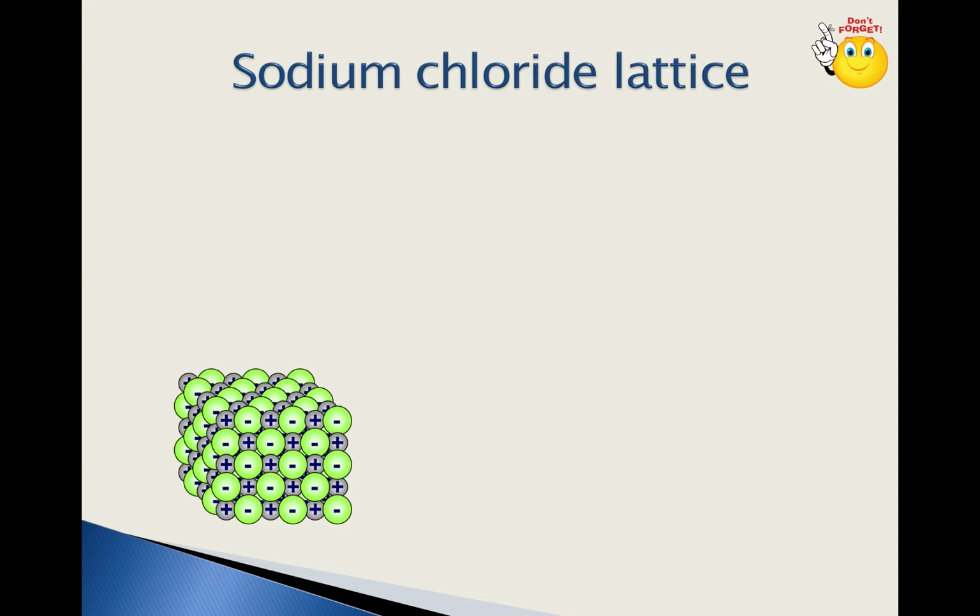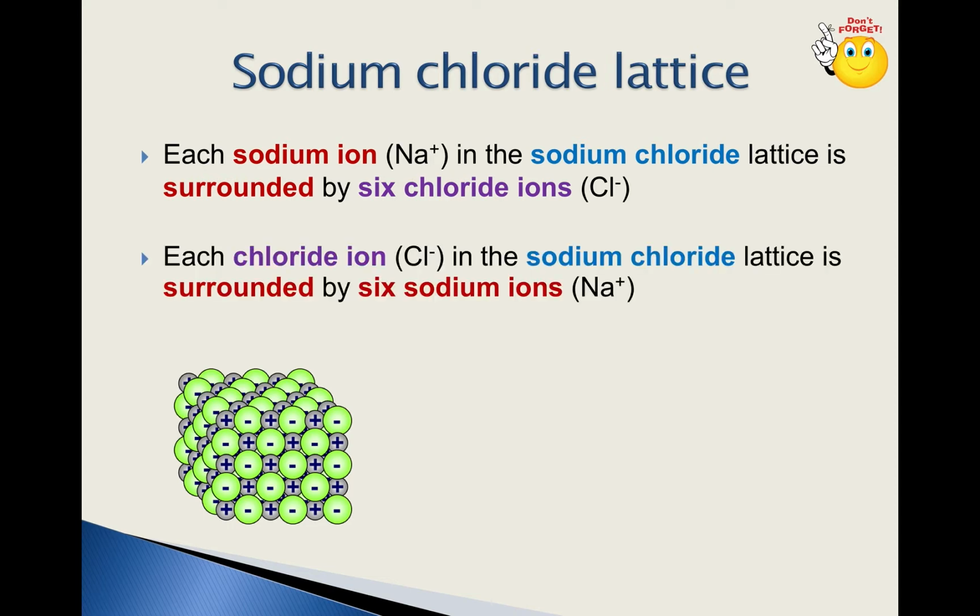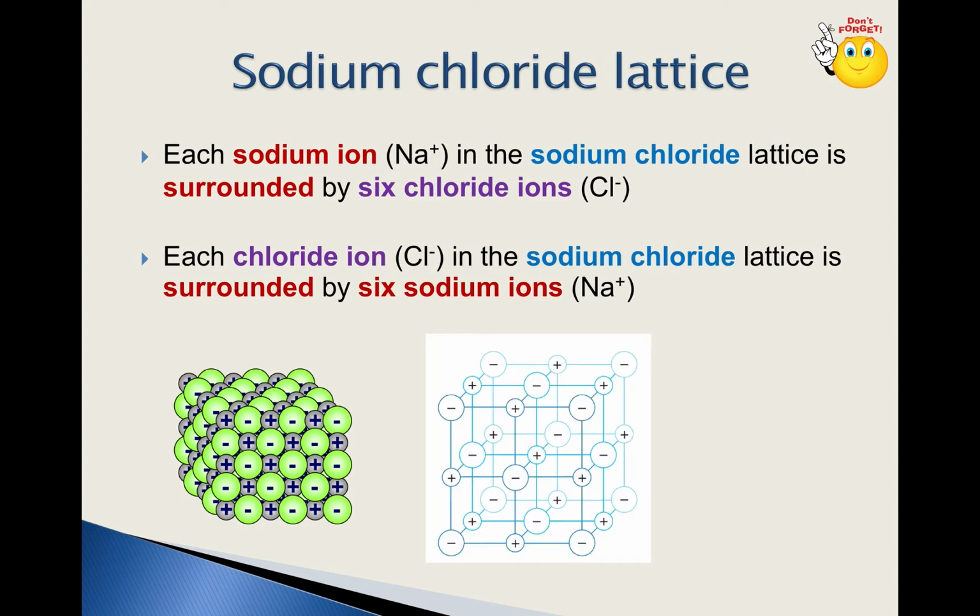Okay, so let's talk about the sodium chloride lattice in a bit more detail. Well, let's talk about any ionic lattice in a bit more detail. If you were to look at the sodium chloride lattice first, you'd notice if you look carefully that each sodium ion in the sodium chloride lattice is surrounded by 6 chloride ions, and each chloride ion in the sodium chloride lattice is surrounded by 6 sodium ions. And to show this, we could look at one of these diagrams here.